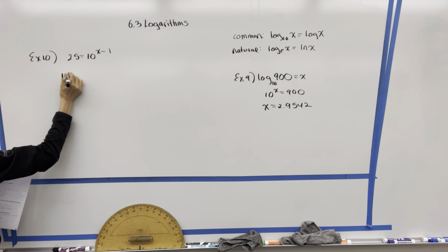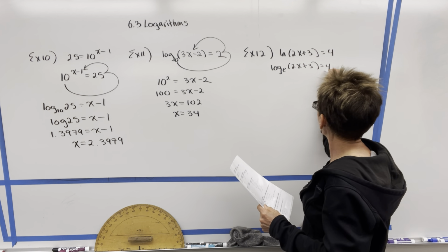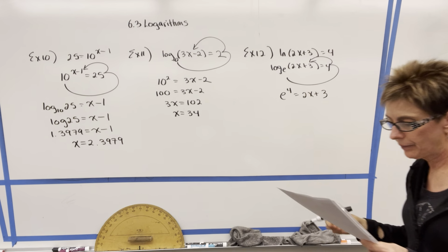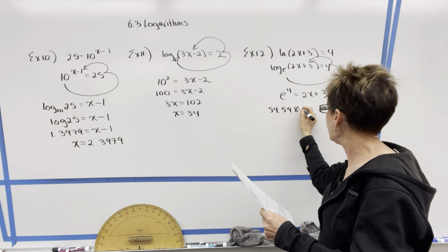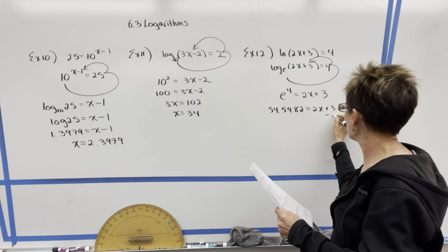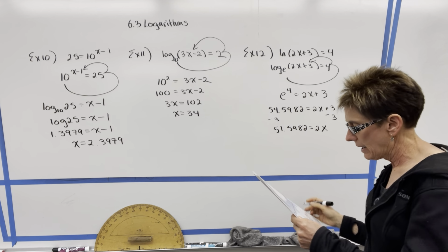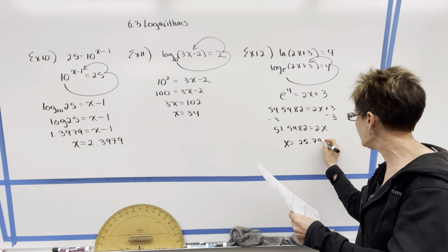All right, let's go ahead and do another one. Let's do example 12. Let's say ln of 2x plus 3 equals 4. Again, this is the same as log base e of 2x plus 3 equals 4. If I reformat here, I'm going to have e to the power of 4 equals 2x plus 3. Now, putting that into my calculator, e to the power of 4 is 54.5982. What I need to do is subtract 3 from each side. So I would have 51.5982 equals 2x. Then divide both sides by 2. And I get that x is 25.7991.